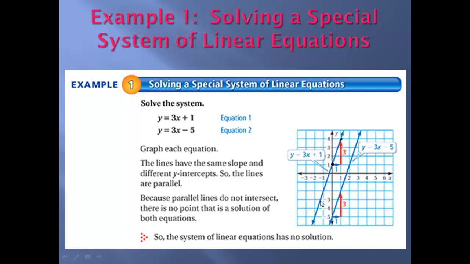The second one would be y equals 3x minus 5. Our y-intercept is negative 5, so we can graph our y-intercept, and then our slope is 3. So it's 3 over 1, so our rise is 3, our run is 1, so we're going to go over 1 and up 3, and then we will make our line. The lines have the same slope and different y-intercepts, so the lines are parallel. Because parallel lines do not intersect, there is no point that is a solution of both equations. So the system of linear equations has no solution.